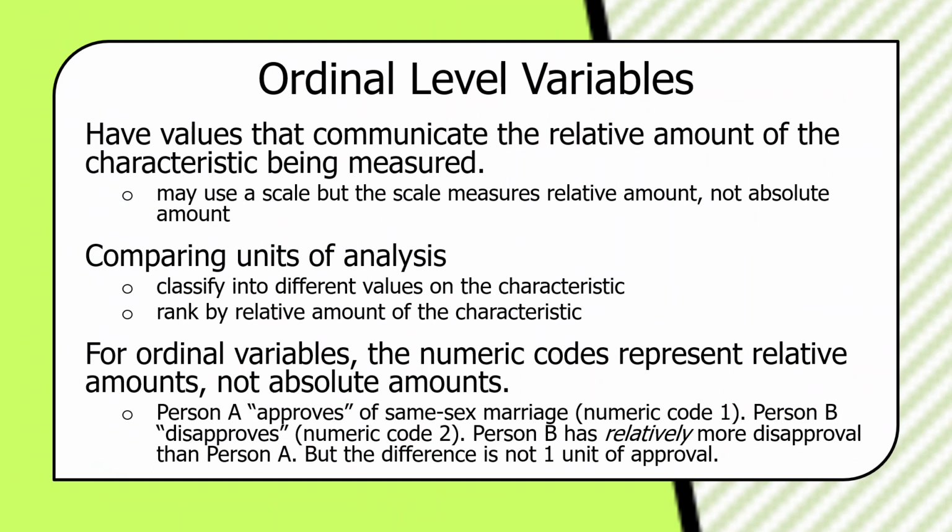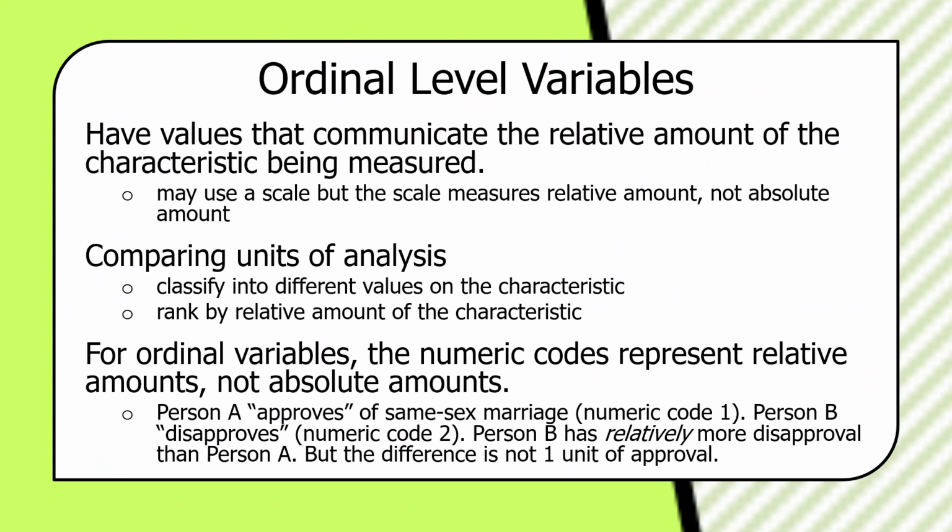Here it is. Comparing units of analysis. You can classify two units into different values of the characteristic. And you can rank by the relative amount of the characteristic. So if someone says, I strongly disapprove of same-sex marriage, and the other person says, well, I disapprove of same-sex marriage, they differ in the relative amount of disapproval. But there's no such scale of disapproval that we use to measure ordinal characteristics. For ordinal variables, the numeric codes represent relative amounts.